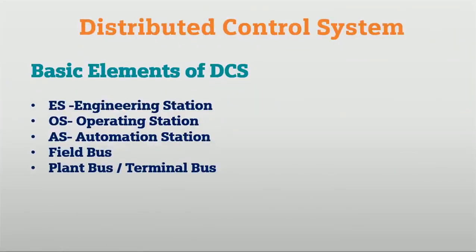What are the basic elements of DCS? So engineering station, operating station, automation station, field bus, plant bus or terminal bus. These are the main elements of a DCS control system. So we will see them in detail in the next slide.